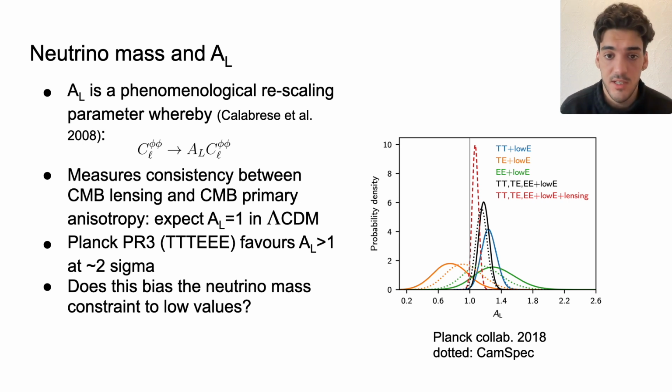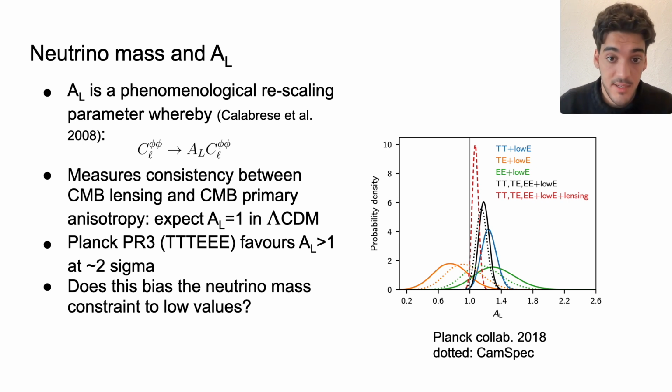And one of the systematics most pertinent to the neutrino mass in the literature has been the so-called A-lens systematic. So A-lens is a phenomenological parameter which rescales the amount of lensing power in the primary CMB anisotropies. So in the theoretical computation of the primary CMB, you change the amount of lensing. And if everything's consistent in ΛCDM, then A-lens should be 1. But actually what Planck PR3 finds in 2018 is that A-lens is greater than 1 with a confidence of about 2 sigma. And the question is, does this bias the neutrino mass constraint towards low values?